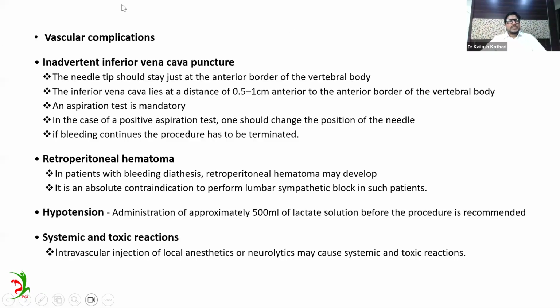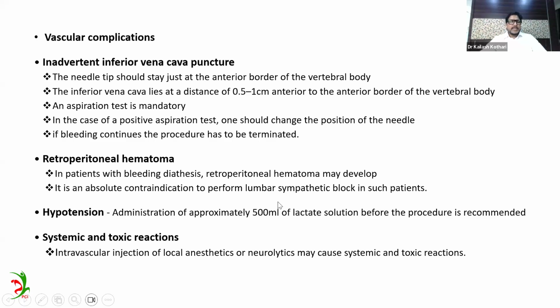Then coming to vascular complication, I told you about the inferior vena cava puncture and complication because of the injection of the drugs in the inferior vena cava, because of the anatomical location of the inferior vena cava, which is very near to the sympathetic chain.